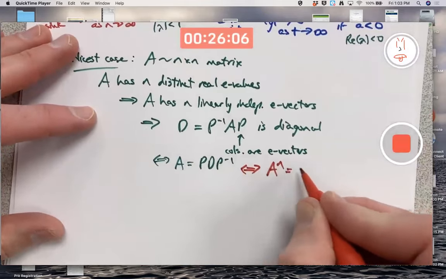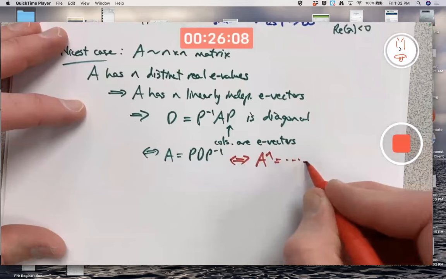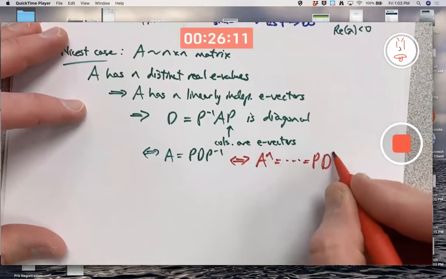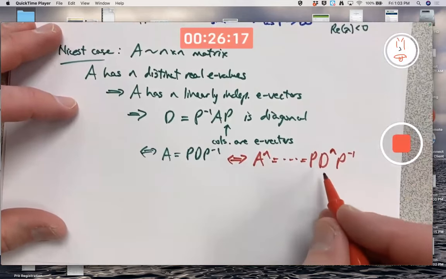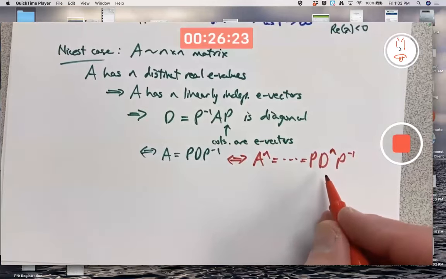A to the n is ultimately, through a little bit of work, P times D to the n times P inverse, making A to the n easy to figure out because D to the n is easy to figure out. When D is diagonal, D to the n is very easy to figure out, right? You just raise the numbers in the main diagonal to the nth power and leave the zeros as they are. It's based on how we multiply matrices that that happens.